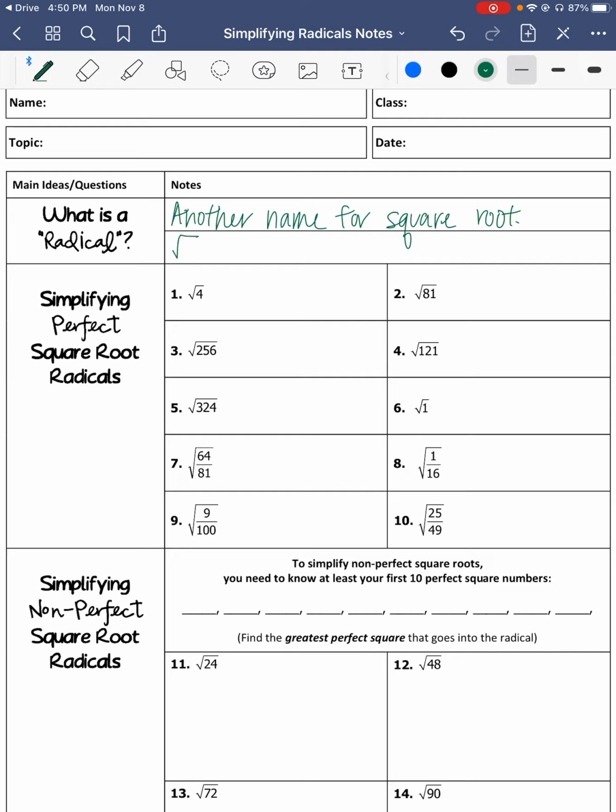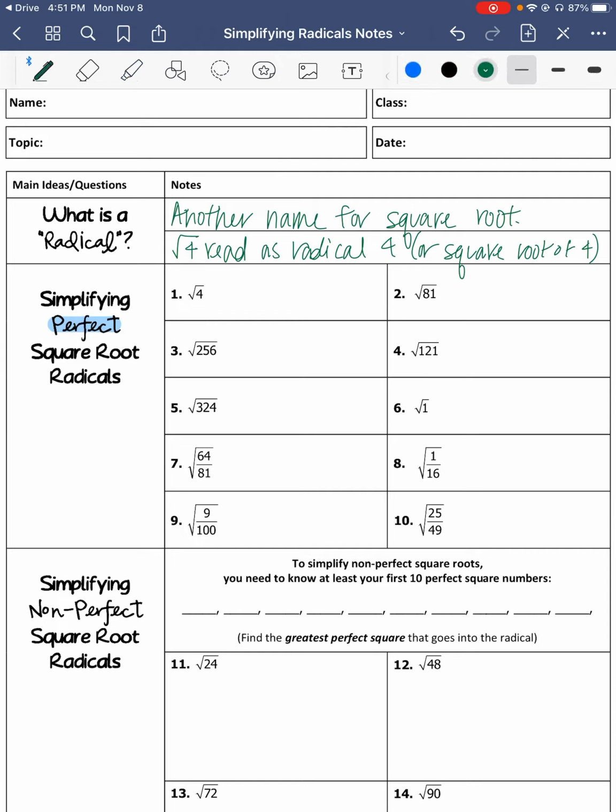If we have this here, this is read as radical 4, or the square root of 4. We typically say the square root of 4, but if you hear someone say radical 20 or whatever, that just really means the square root of 20, or you can just say those things separately, radical and then the number. Okay, so first we're going to take a look here at simplifying perfect square root radicals.